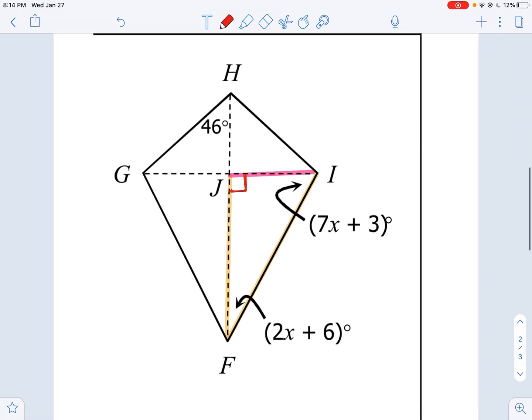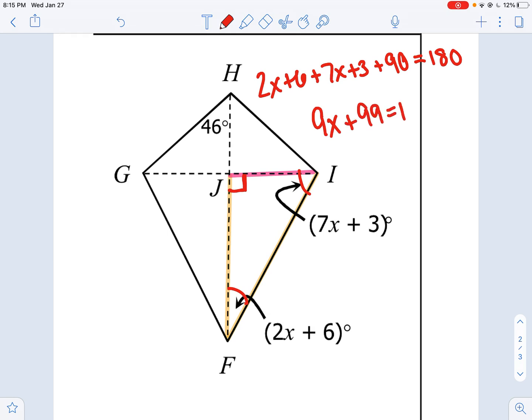So I can think about my properties of a right triangle. I know that all three angles should add up to 180. So 2x plus 6 plus 7x plus 3 plus 90 should equal 180, because these three angles added up should get me 180, because that's a triangle. And then we can combine our like terms: 9x plus 99 equals 180, or 9x equals 81. So x is 9.